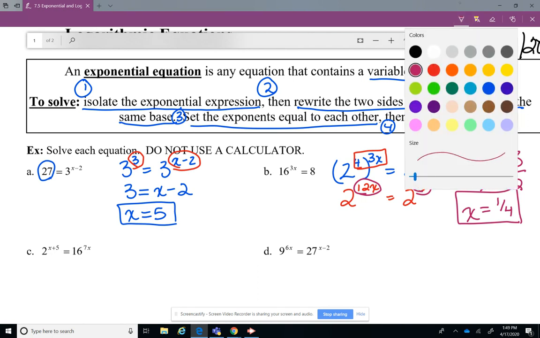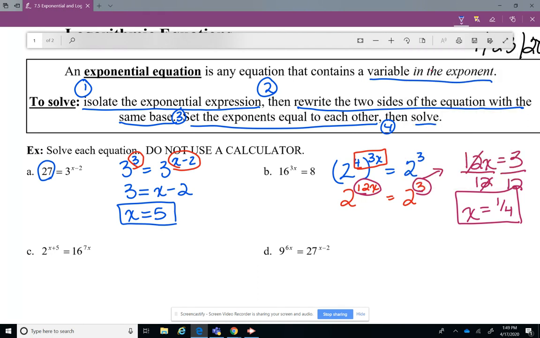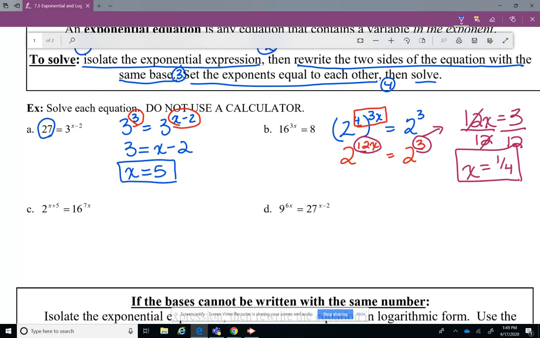All right, example C. Isolate the exponential expression. Done for you. Step 2, rewrite the 2 sides of the equation with the same base. Okay, this has a 2, and so I'm going to write the one on the left using 2 as the base. So we know that's 2 to the 4th, and then you still have to write this exponent because it is still part of the problem. You're just replacing the 16.